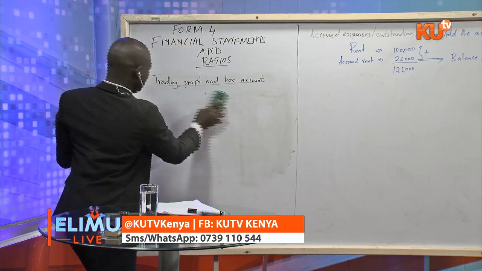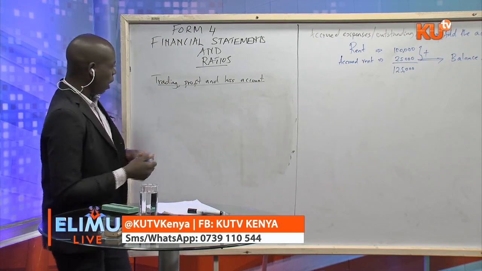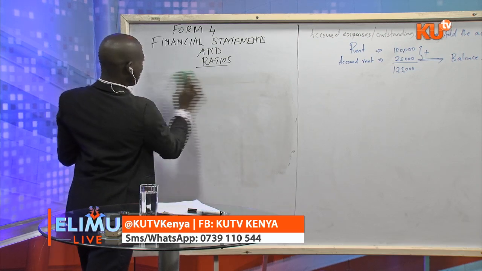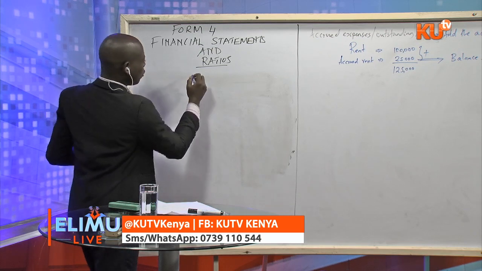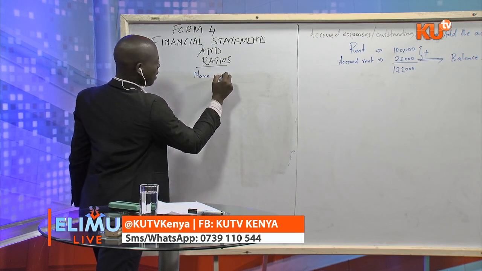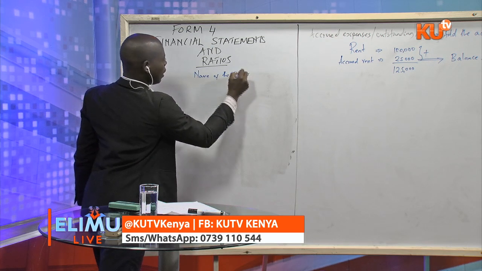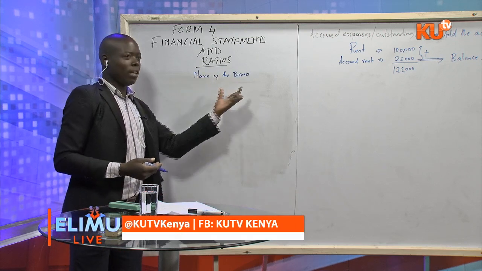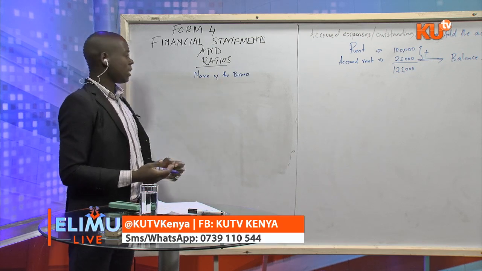Therefore, our students, let's see what this trading profit and loss account is. How does it appear? The format of the trading profit and loss account is very simple. The first thing we need to know is we indicate the name of the business. Maybe you'll have James and James Limited. The name will be James and James Limited. If you had, for example, Makindu Traders, you write Makindu Traders.